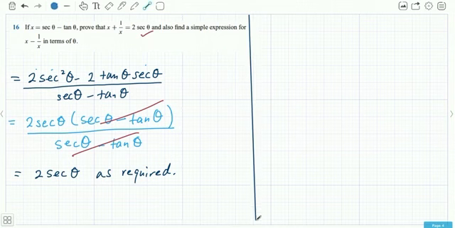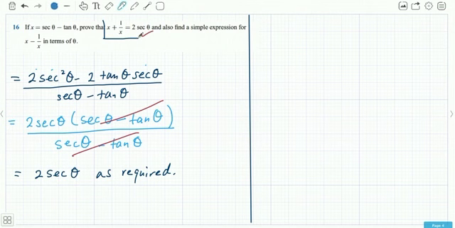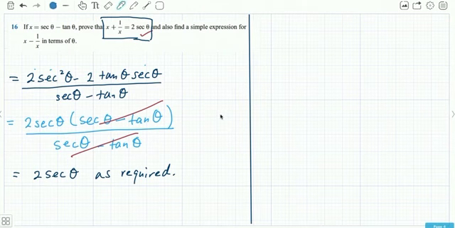So with this question, it was all about identifying, okay, this is x, putting that x into the expression that they're providing you with, and then trying to get to 2 sec theta. It also says here, find a simple expression for x minus 1 on x in terms of theta. And you would do that question exactly the same way as the one that I've just done. So that's a really good example for you to just try on your own.